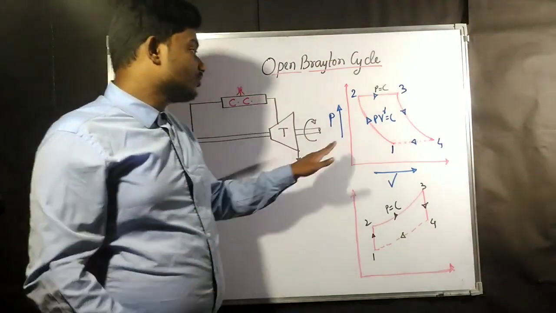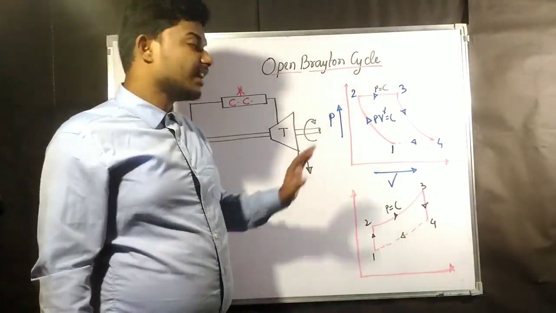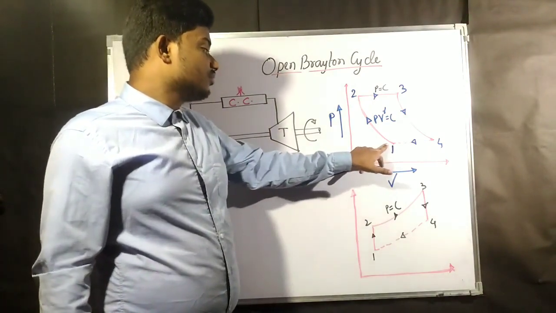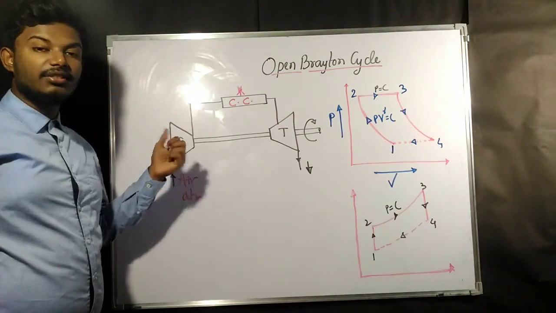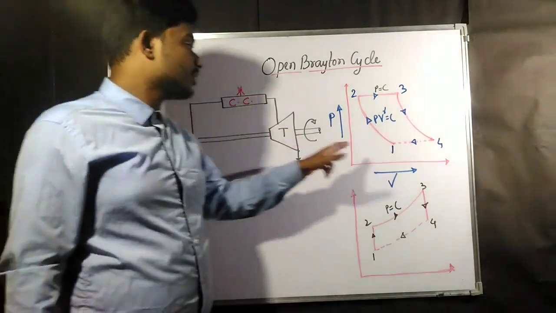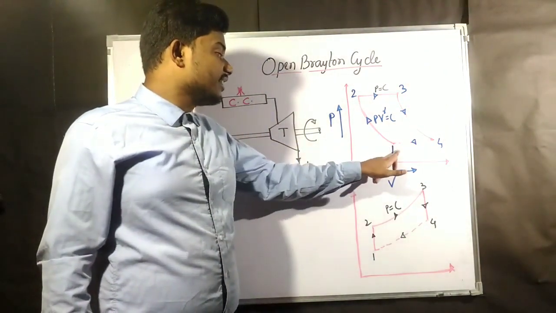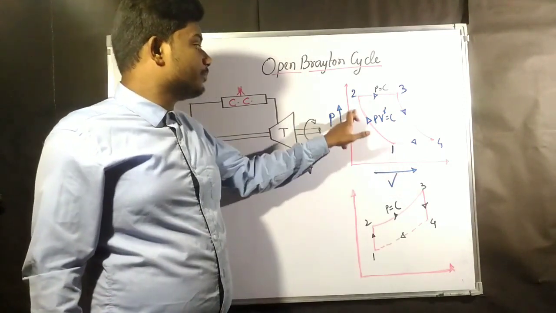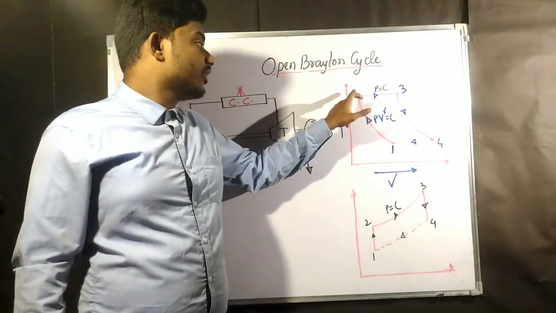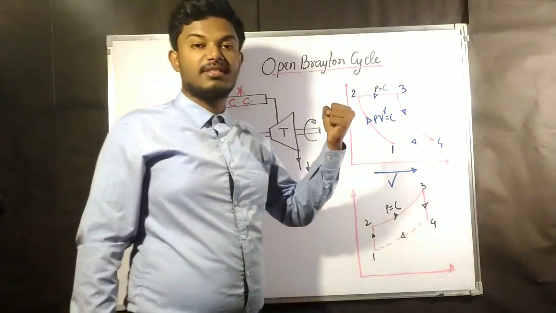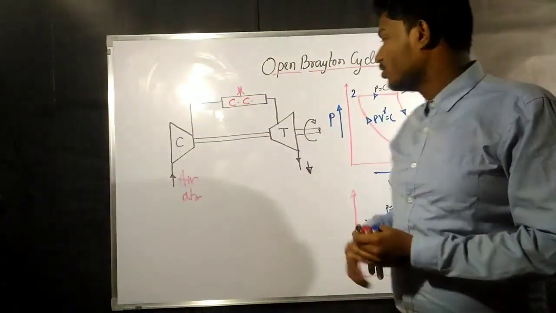Now if you want to see the PV diagram, what happens? First, up to some volume 1, it takes in some air into the compressor. After taking it to volume 1, it compresses adiabatically up to volume 2, that means up to point 2 it gets compressed adiabatically.